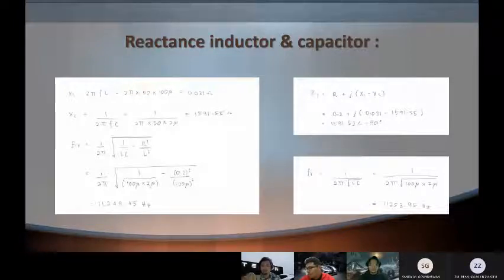Okay, the FR is 1 over 2 pi square root LC. So the answer is 11253.95 Hertz.